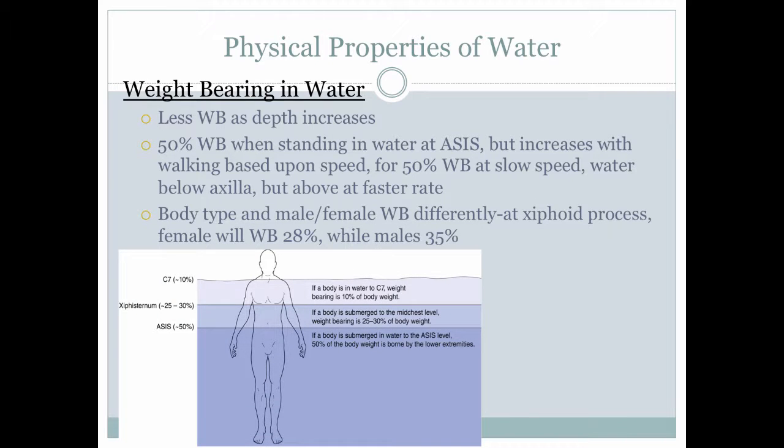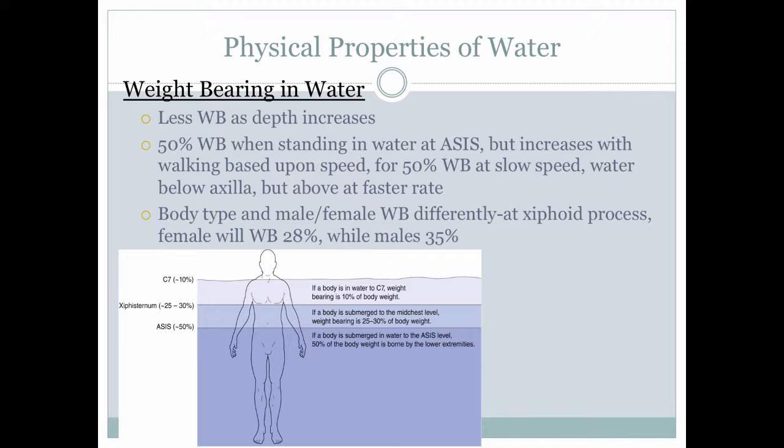So let's talk about weight bearing in the water. You get less weight bearing as the depth increases. If you're standing about waist deep, as you see in the diagram, you're getting about 50% of your body weight through your lower extremities, so into your feet. The higher the water gets on you, up to your chest, you're about 25 to 30% of your body weight. And if you get all the way up into your neck, you're only at about 10% of your body weight.